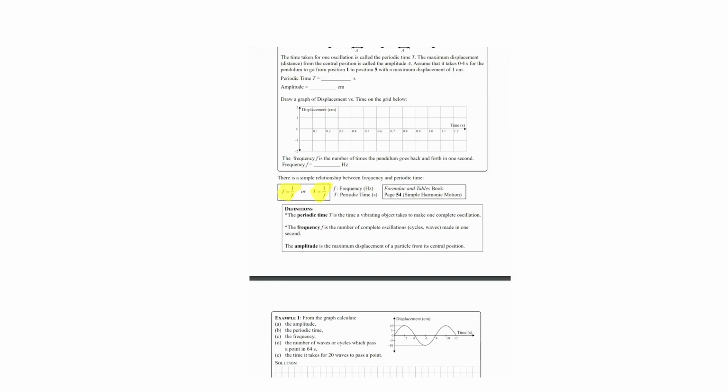You've got these definitions here. You have to learn definitions for your Leaving Cert. But a lot of my definitions have this asterisk or star beside them, and that means I could use the formula instead of the definition.